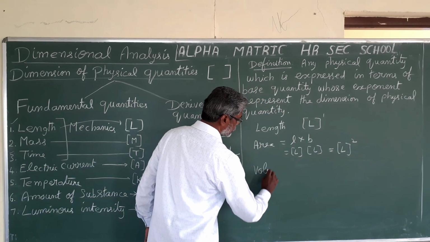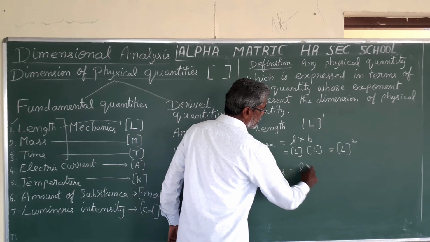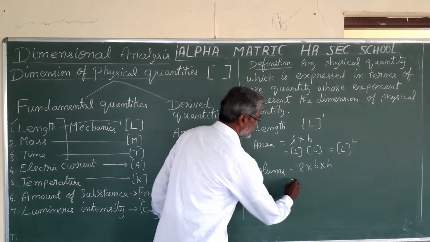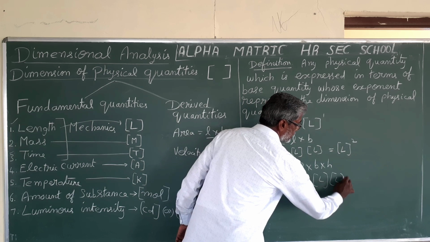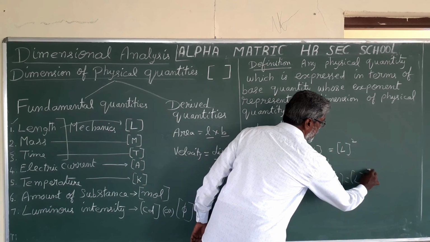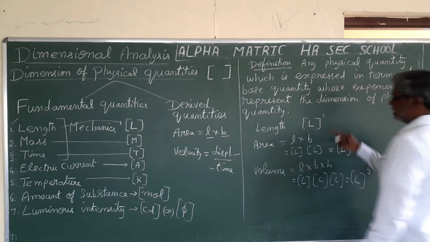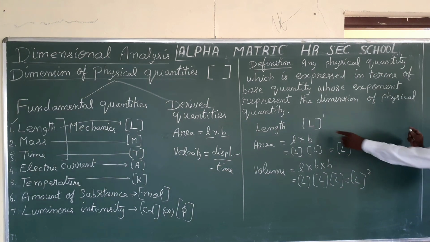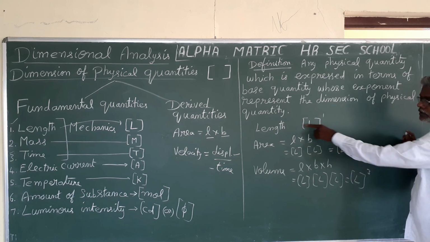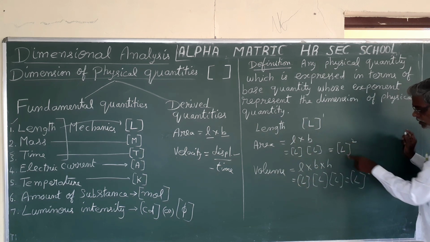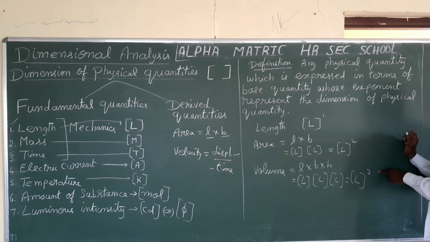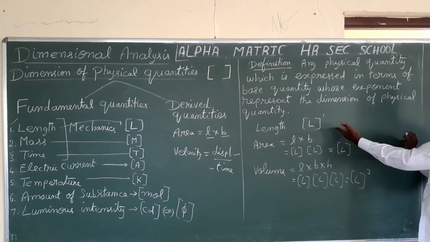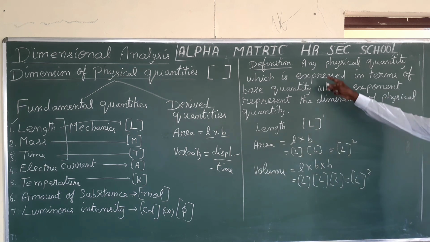Then if I take volume, length into breadth into height. So the dimension for this is L, here also L, and here also L. Totally L cube. Now you see these formulas. Here L is a base quantity. In all these formulas, the base quantity is the same, but the exponent, that is the power, is different. If the exponents are different, the dimension is also different. Clear?